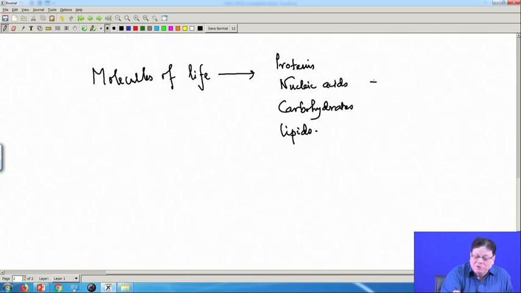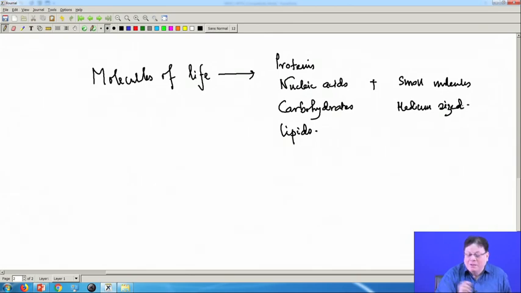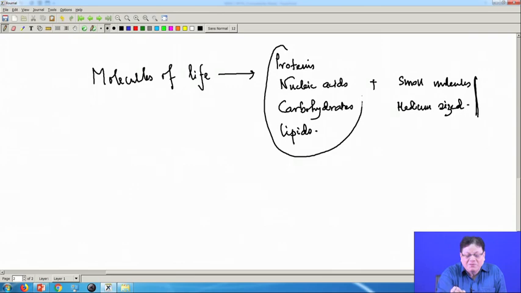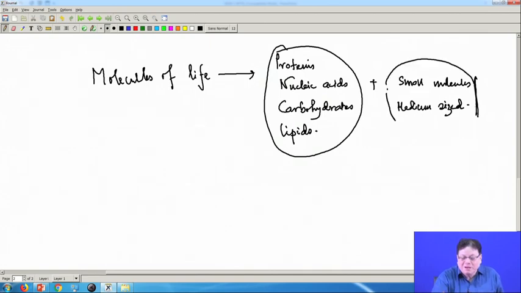Alongside, we have small molecules and also medium sized molecules. These are also extremely important. Although these 4 are classified as the molecules of life, it will be very interesting to know that some of these small molecules are also extremely essential to maintain the life processes.